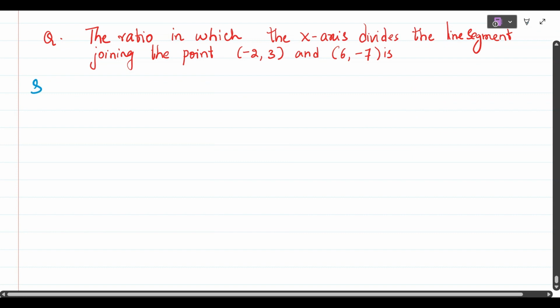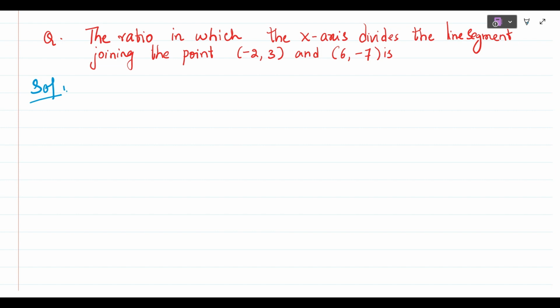Students, the next question is: the ratio in which the x-axis divides the line segment joining the points minus 2 comma 3 and 6 comma minus 7. Okay, this is the formula we have to use here. These are the coordinates minus 2 comma 3 and 6 comma minus 7. Let us take them as x1 y1 and x2 y2.